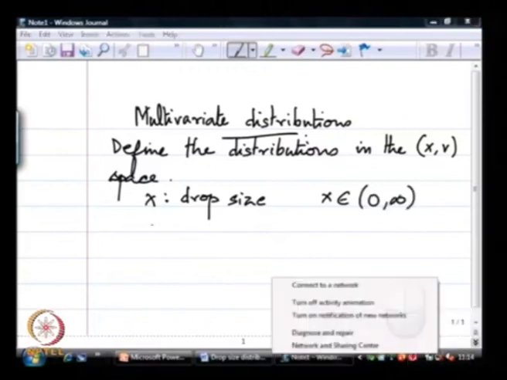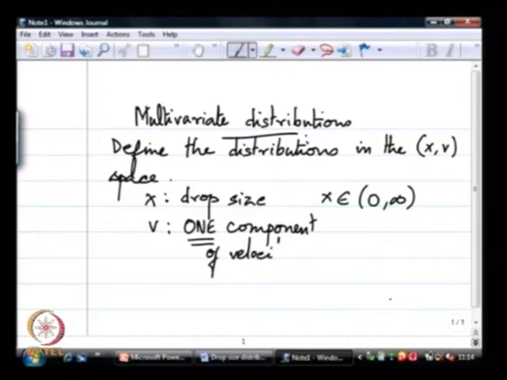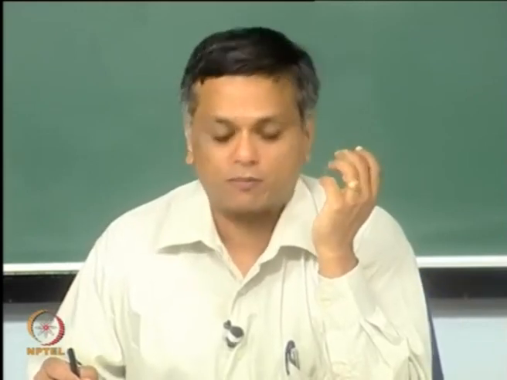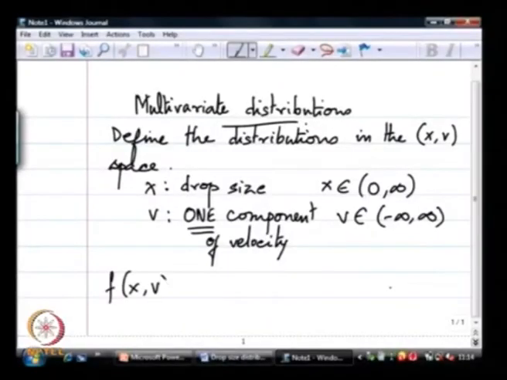It is a positive number, and v is, we will just stick to one component of velocity, and because the component of velocity can be either positive or negative, it goes between minus infinity to infinity. Without knowing anything about a given spray, these are the limits I can set on it. So, now I define a function f in these two variables.